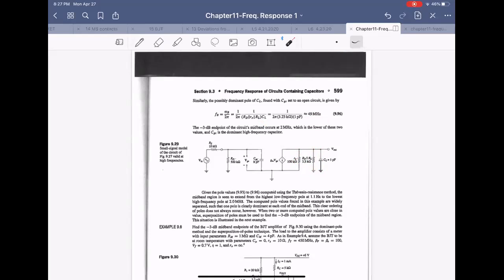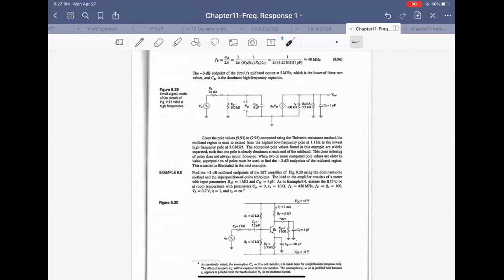So we have two high frequency sides, two low frequency sides. We have that. So we can have the bandwidth from this one.